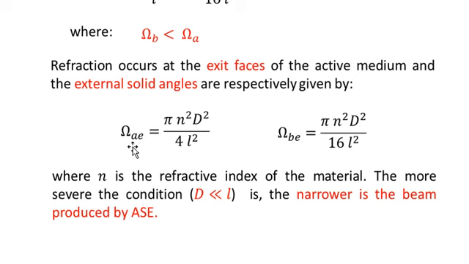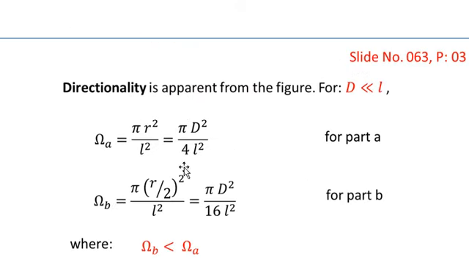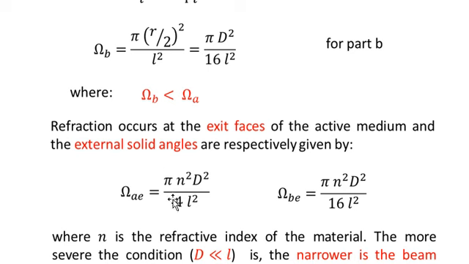So the external solid angle for the geometry in A is equal to pi n squared d squared over 4 L squared. And for the figure B, we have pi n squared d squared over 16 L squared. So you see that the internal and the external solid angles only differ by a factor of n squared. So n squared appears in the numerator of the external solid angles for the same geometries.